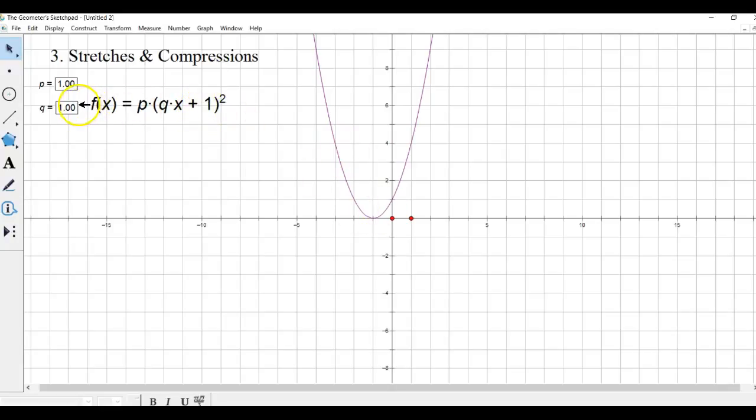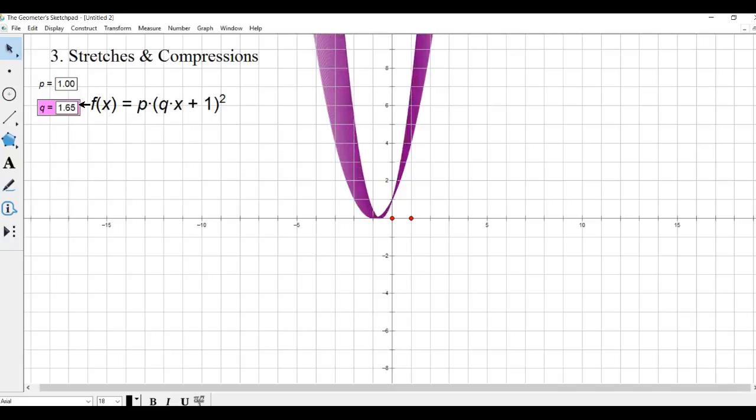Now let's have a look at what happens when Q moves. Let's shift Q around, and there we go. Now Q is going up at the moment. It's getting towards 2, and look at that. What we call that is a horizontal compression. As Q gets larger, it's a compression towards the y-axis. You see how my function is being pulled into the y-axis, and the scale factor is 1 over Q. 1 over Q, 1/3. It's pulling it in. Okay, let's bring it back down again.